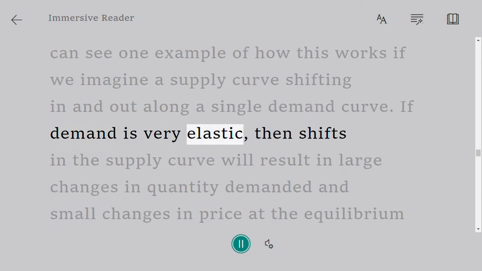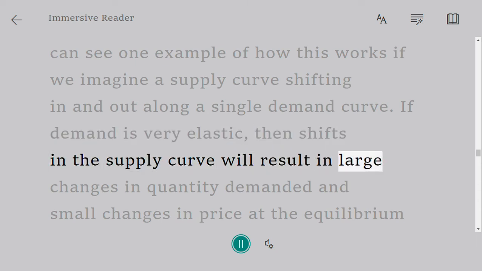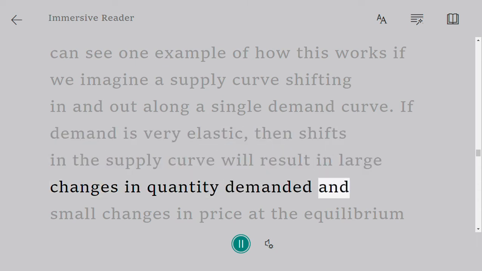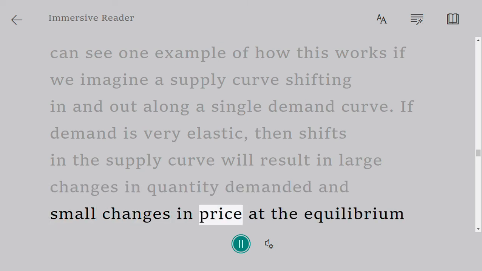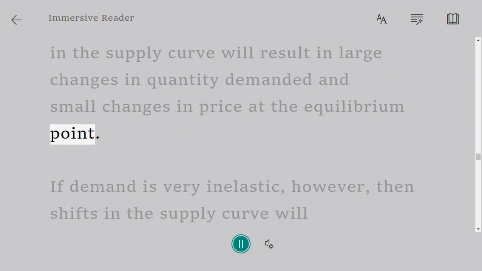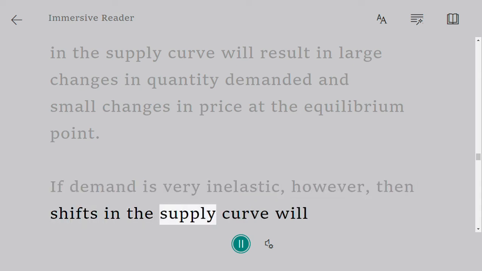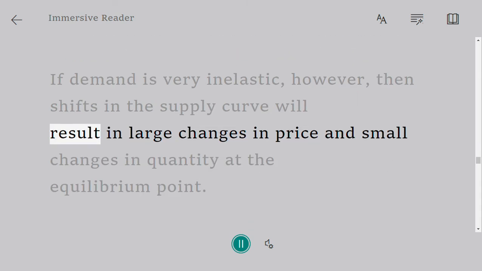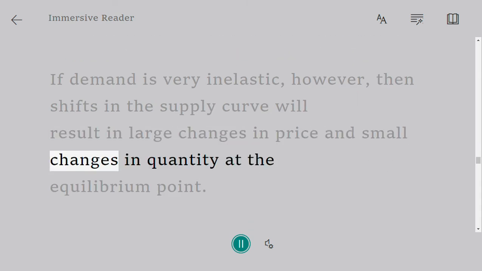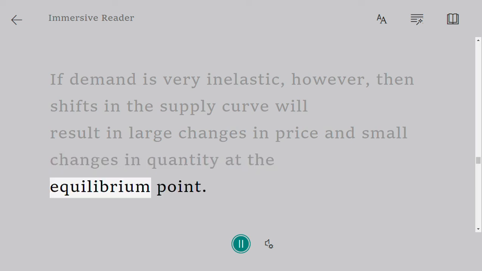If demand is very elastic, then shifts in the supply curve will result in large changes in quantity demanded and small changes in price at the equilibrium point. If demand is very inelastic, however, then shifts in the supply curve will result in large changes in price and small changes in quantity at the equilibrium point.